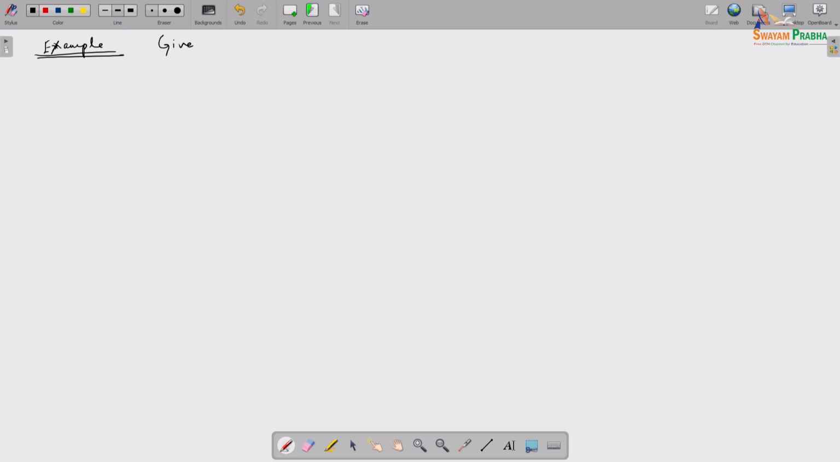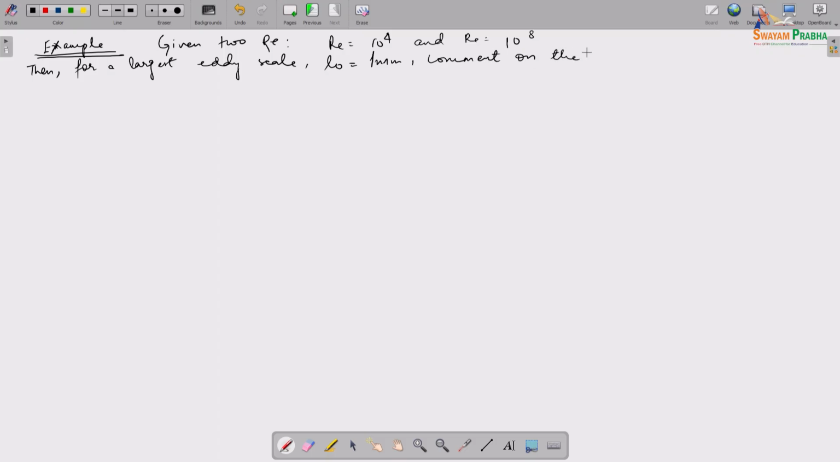Given 2 RE, for a largest eddy scale L naught equal to 1 millimeter, comment on the smallest scales and effectiveness of dissipation.